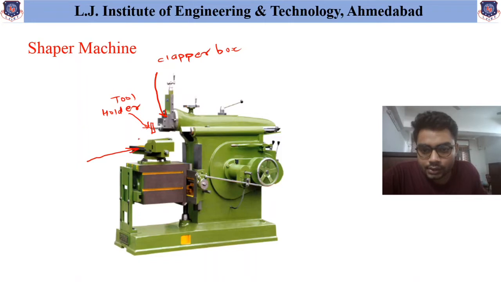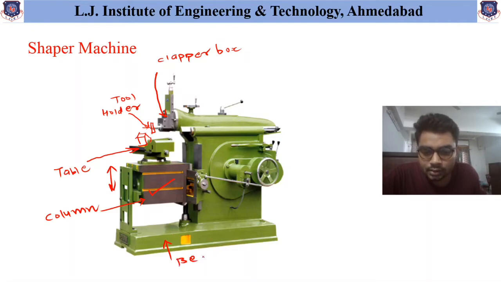Similarly, at this particular portion the workpiece is set, and that is why this portion is called the table. Now this table can be moved up and down, and that up and down movement is obtained by a particular part of the shaper machine, and that part is called the column. This bottom part, which supports the entire assembly of this shaper machine, is called the bed.